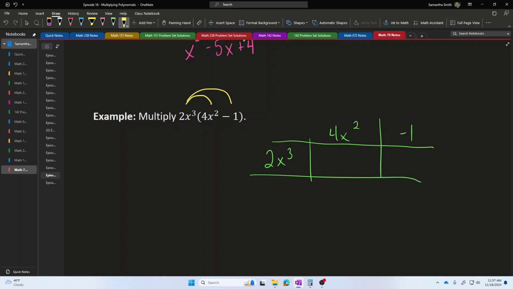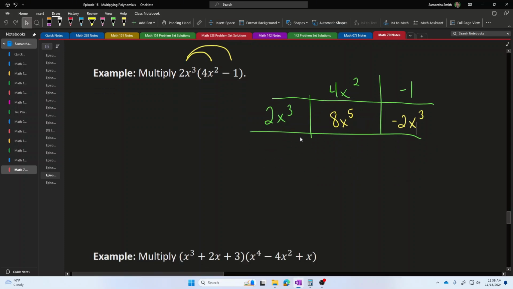So if I thought about the grid here, if I take 4 times 2, the product of these two coefficients, this will be 8. And then if I took x squared times x cubed, that would give me a total of 5 x's multiplied together, x to the 5th power. You can also get this by using the exponent properties from part 1 of this episode. And then if you multiply a quantity by negative 1, it just becomes the opposite, negative 2x cubed.